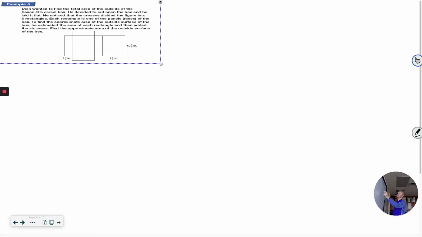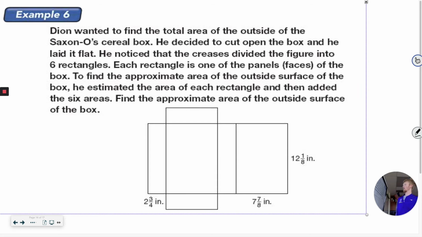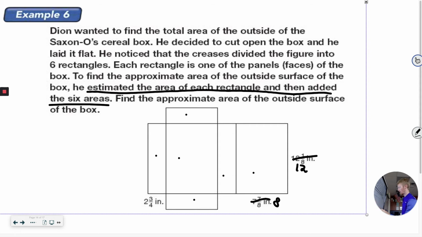All right, now Dion wanted to find the surface area of all the faces. So it says here what he did is he estimated the area of each rectangle and then added the 6 areas. So I have 1, 2, 3, 4, 5, 6 areas. And he estimated all of them. So we know that this is like 8, this is like 12, and this is like 3. Okay? So first I can find the area of this box here.